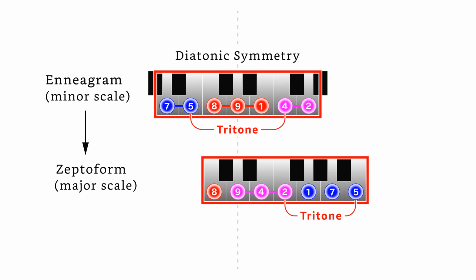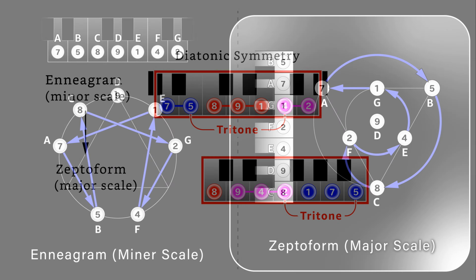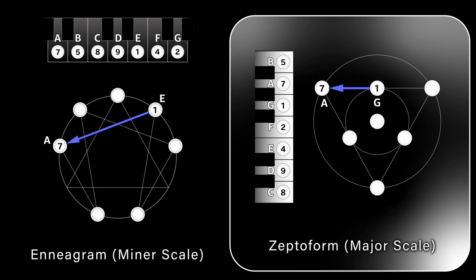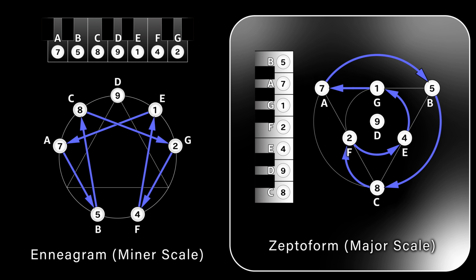As we have seen, the transformation from the Enneagram to the Zeptoform is represented by the transformation from the minor scale to the major scale. In the minor scale and the major scale, the algorithm of the Enneagram theory is different. For example, in the minor scale, the process from point 1 to point 7 is the process from E to A, but in the major scale, that is from G to A. In other words, in the Enneagram system and the Zeptoform system, the same process can create different music.